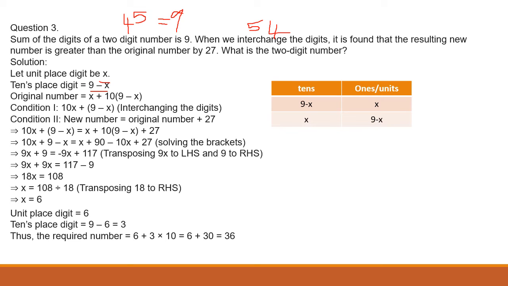I hope you understood, children. The original number is x plus 10 into (9 minus x). Second, after interchanging the digits, the number becomes 10x plus 9 minus x. Here, the digit in the tens place must be multiplied with 10 because it is in tens place, so its place value rises to 10 times.